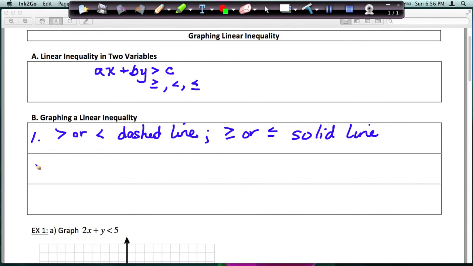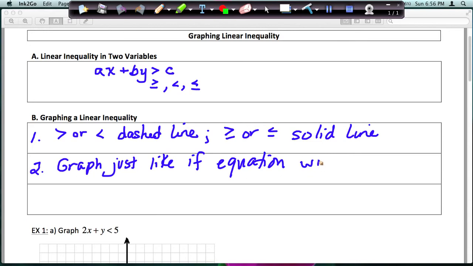Okay. The next thing when you're graphing a linear inequality is to graph just like you would if it was an equation, and by that I mean with an equal sign. So you could find the intercepts and graph. You could use y equals mx plus b and graph using the slope and y-intercept. You just need to graph it. The only difference so far is that you either have a dashed or a solid line.